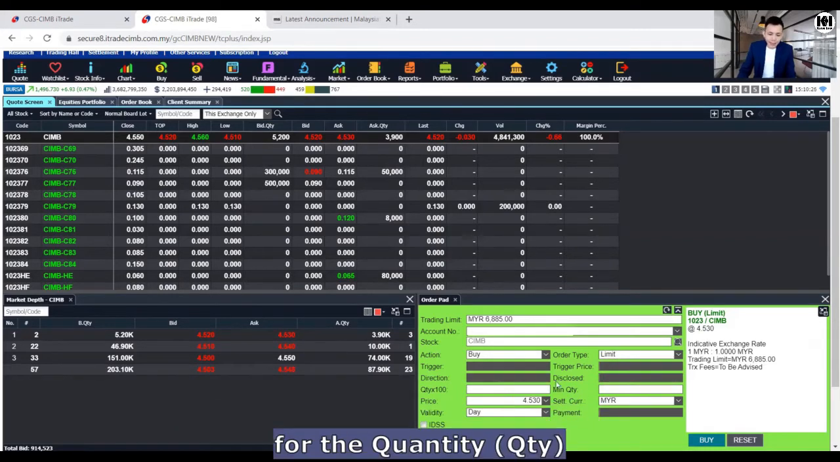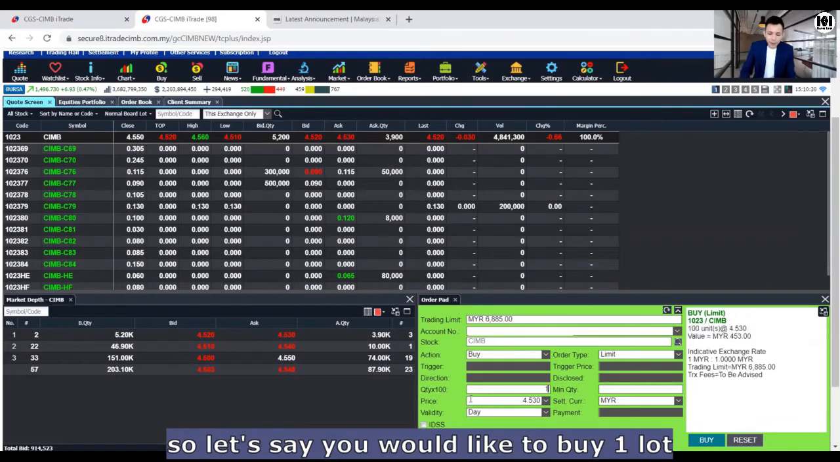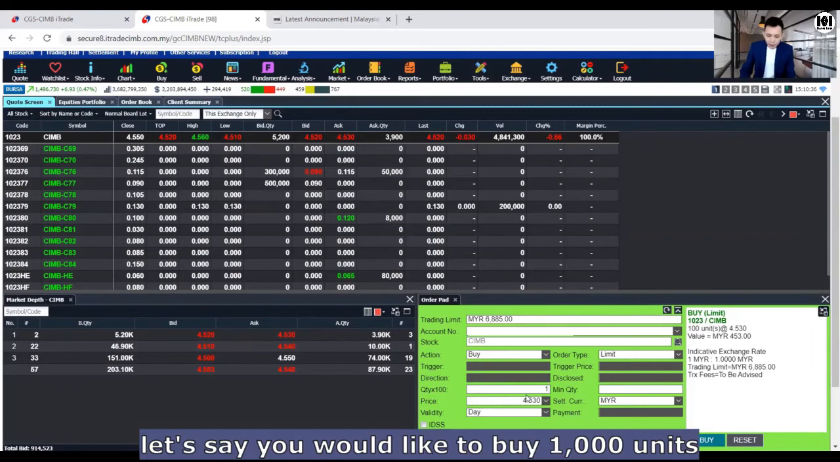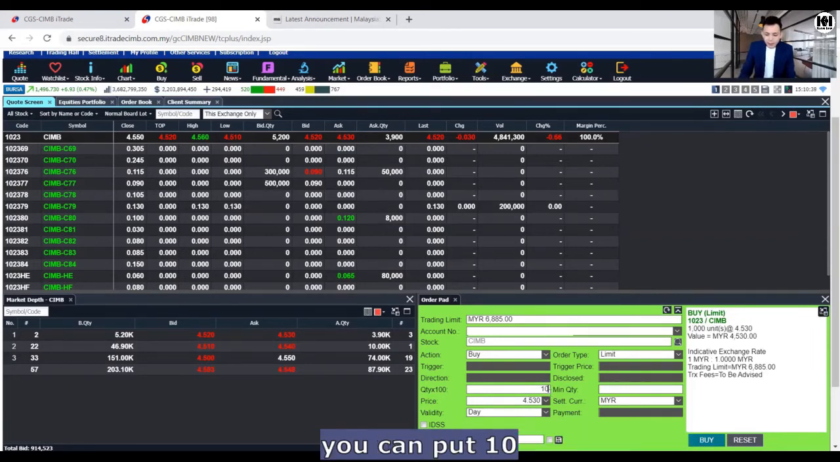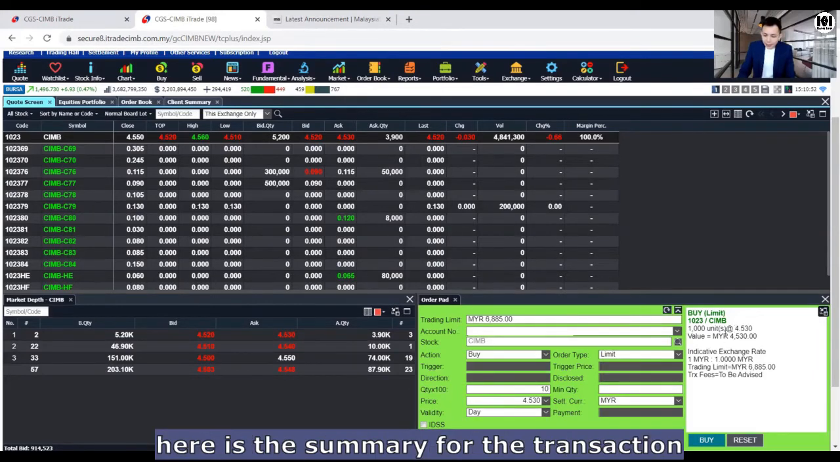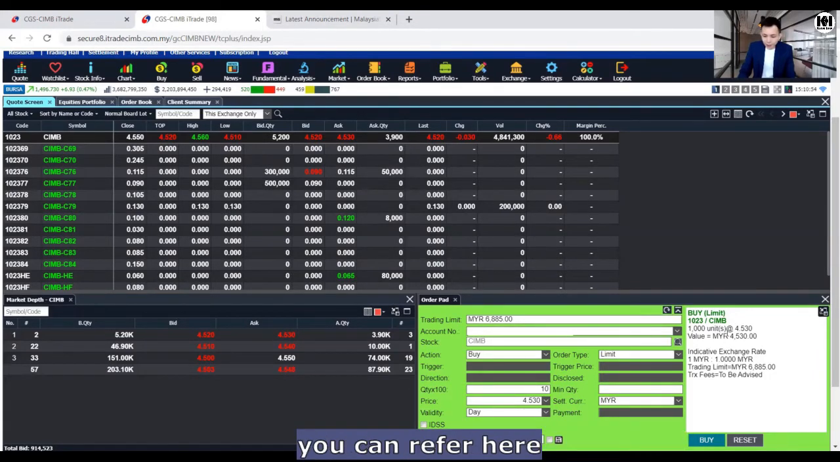For the quantity, yes, here you can see one lot is 100 units. So let's say you want to buy one lot, then you can see the summary here. One lot is 100 units. Let's say you want to buy 1,000 units, you can put 10. So it will be 1,000 units. Here is the summary for the transaction. You can refer here.